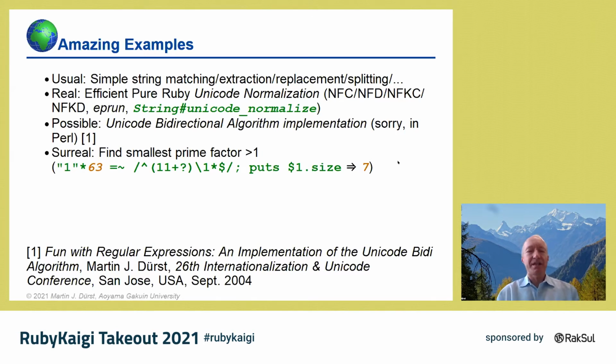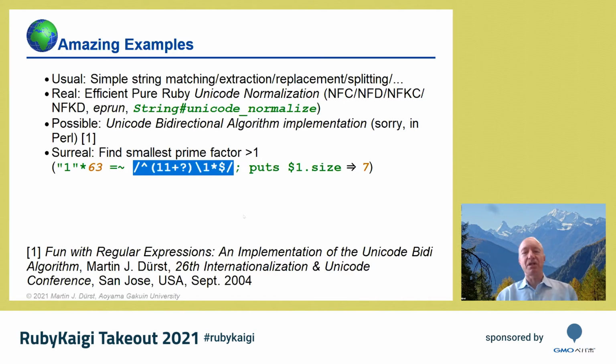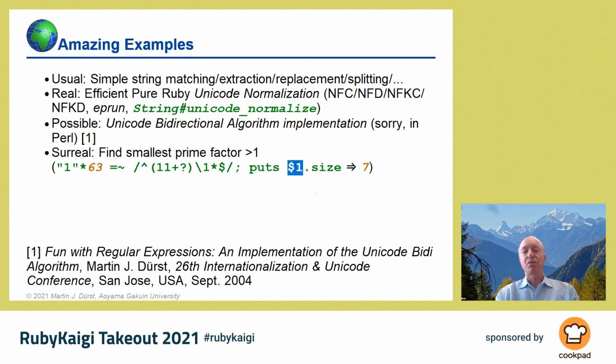And then here we have a surreal example. Find the smallest prime factor of a number that is greater than 1. I mean, the smallest prime factor is always 1. Well, actually, no. If 1 is not a prime, then the smallest prime factor must be bigger. So how do we do that? We take the string 1 character, create a string of the length of the number that we want, and then match it with this regular expression. The match will show up as $1, and its length will be the smallest prime factor. Yeah, 63 is 7 times 9, so 7 is the smallest prime factor.